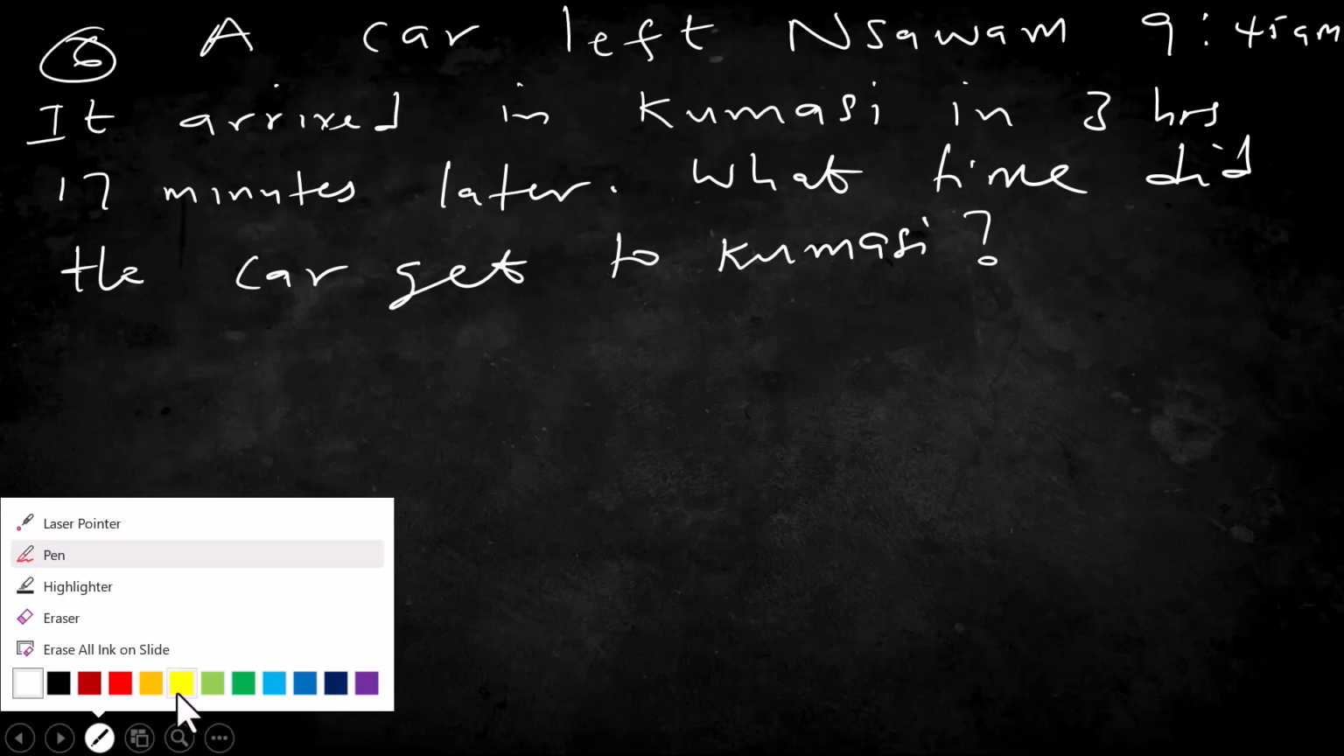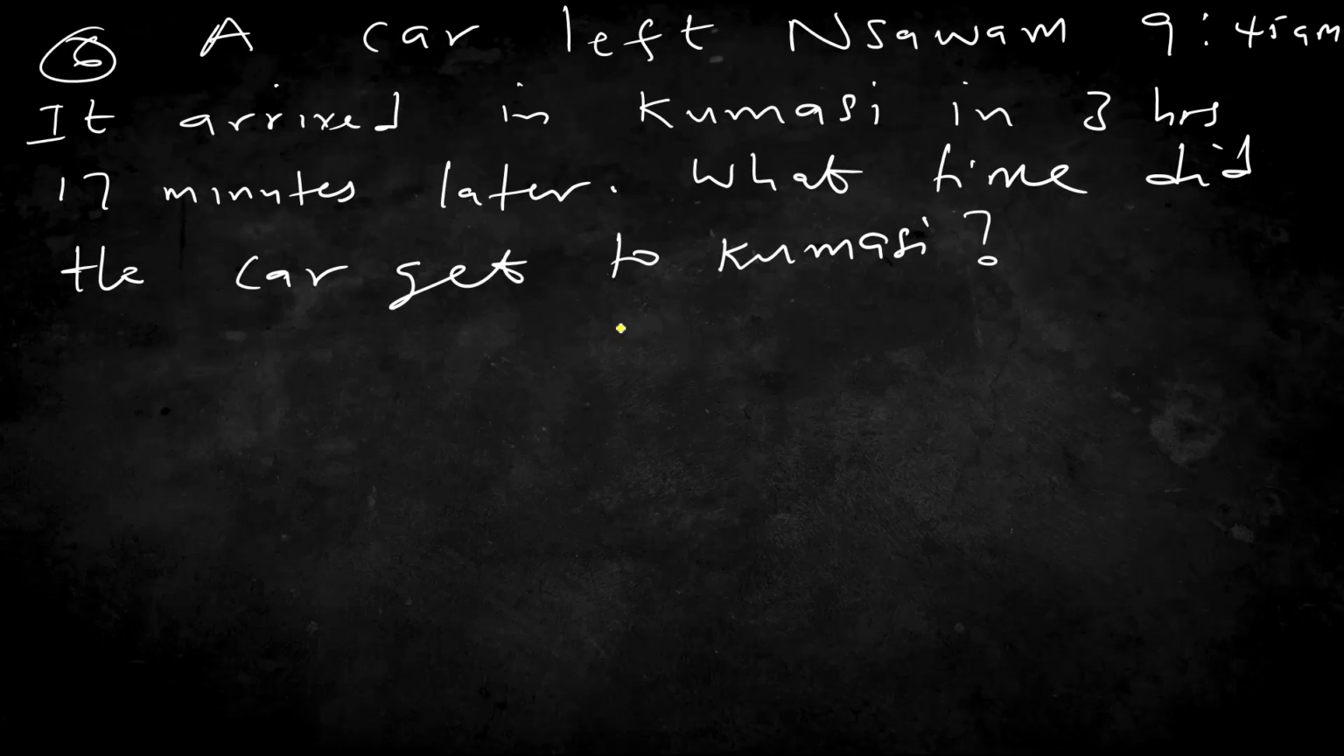All right, so let's go through this question. A car left Sawam at 9:45 a.m. It arrived in Kumasi 3 hours 17 minutes later. What time did the car get to Kumasi?